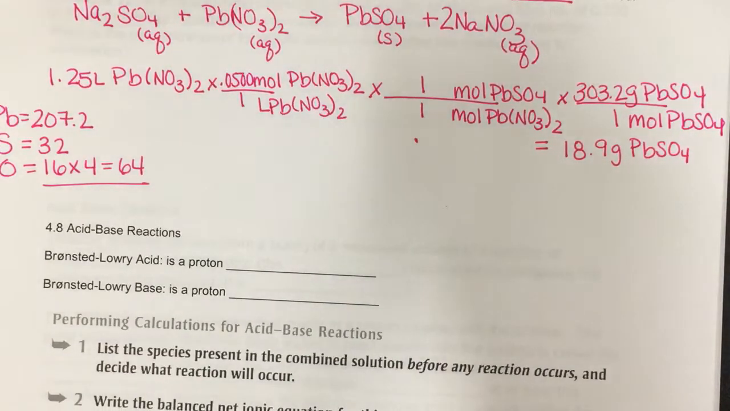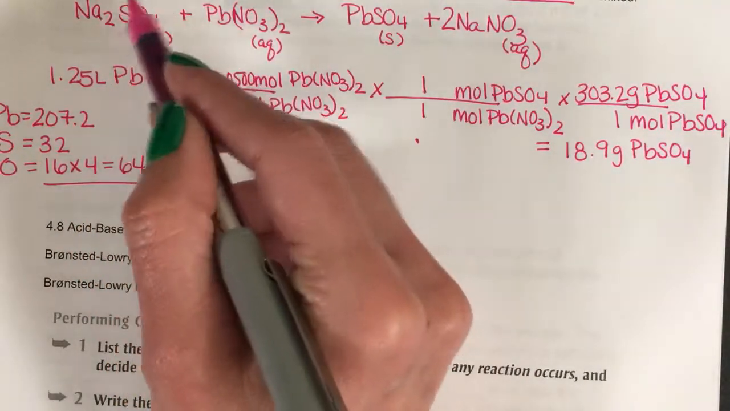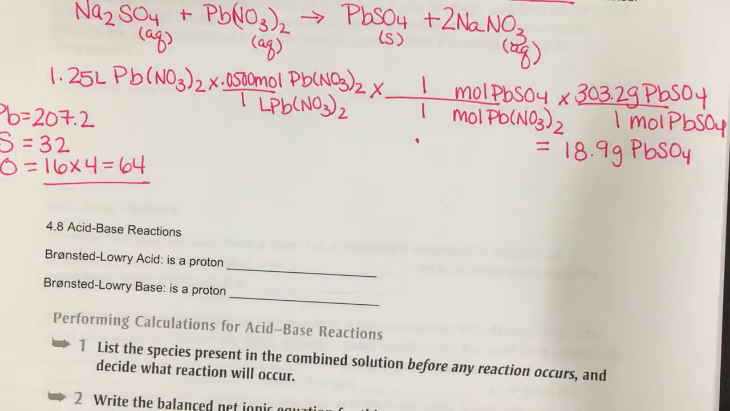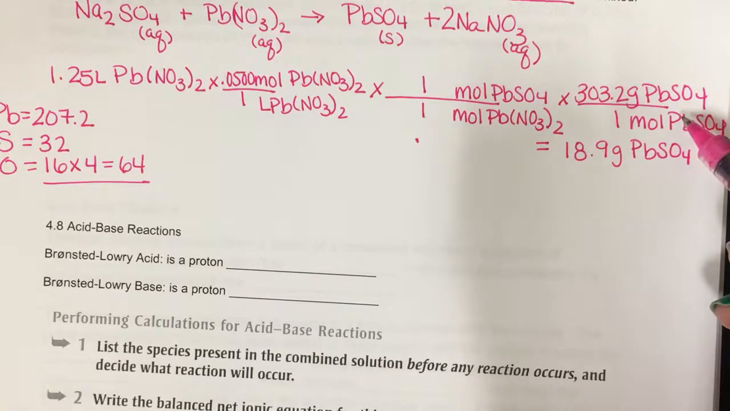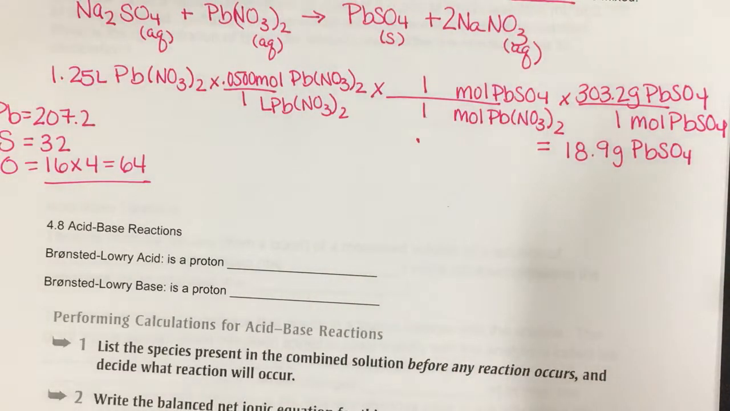Now this isn't necessarily how much I make. I need to do the same thing for Na2SO4, and I need to figure out which one is limiting. Remember, whichever one is limiting will be the smaller one. Whatever my smaller mass is, that's the maximum amount I can make. So take a second and try to figure out how much PbSO4 I can make from 2 liters of 0.025 molar Na2SO4.